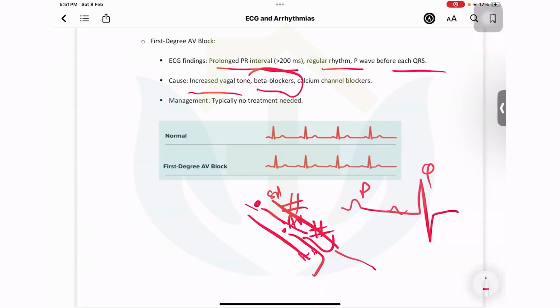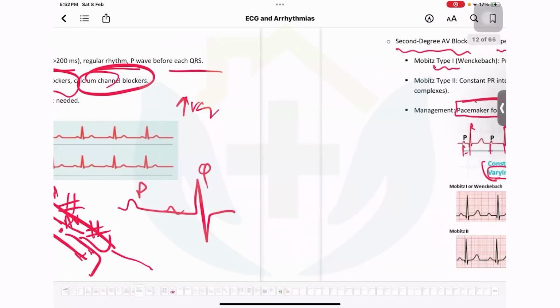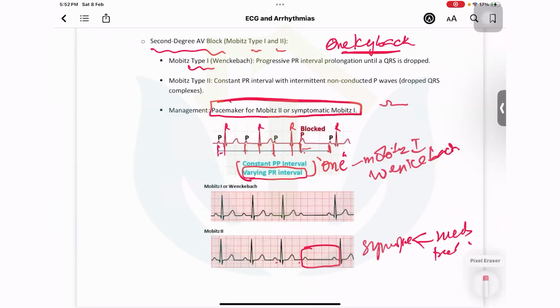Increased vagal tone, beta blockers, calcium channel blocker, digoxin, hypothermia, calcium issues, potassium issues, all of them can cause it. Typically, no treatment is needed. These are usually hereditary. In fact, some sportsmen always have it because of the increased vagal tone. First degree heart block. Second degree heart block is something very interesting.